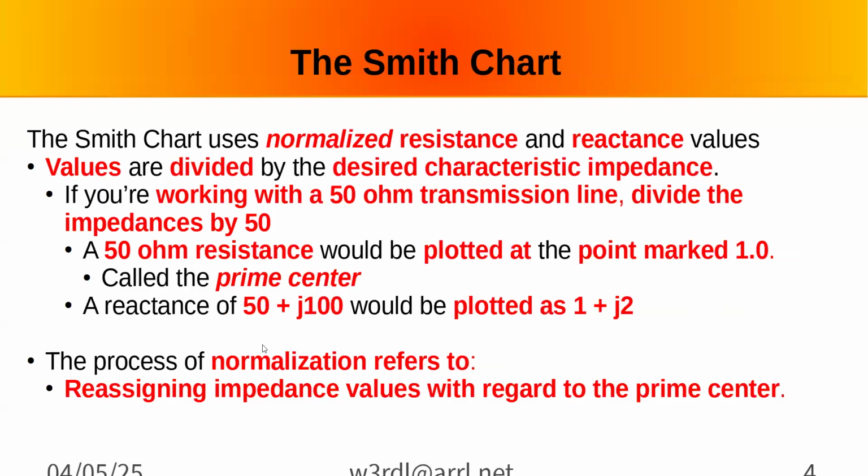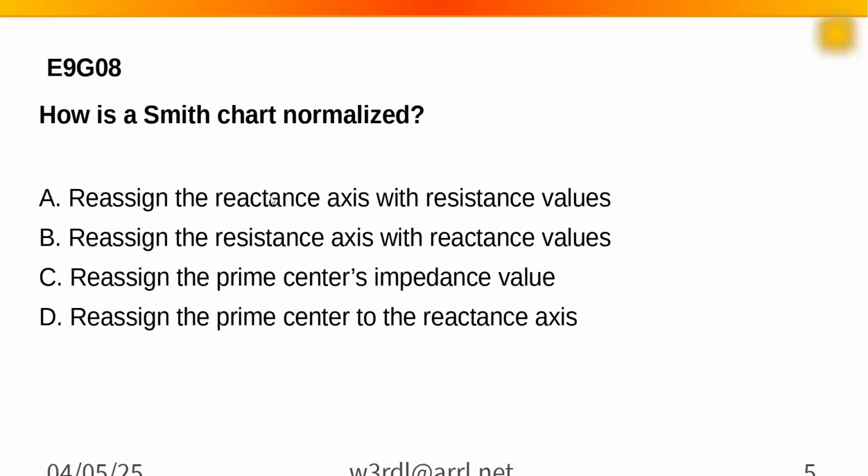So if I was going to plot 50 plus J100 on this chart, I would plot it as 1 plus J2. Makes sense? Right. So how is a Smith chart normalized?